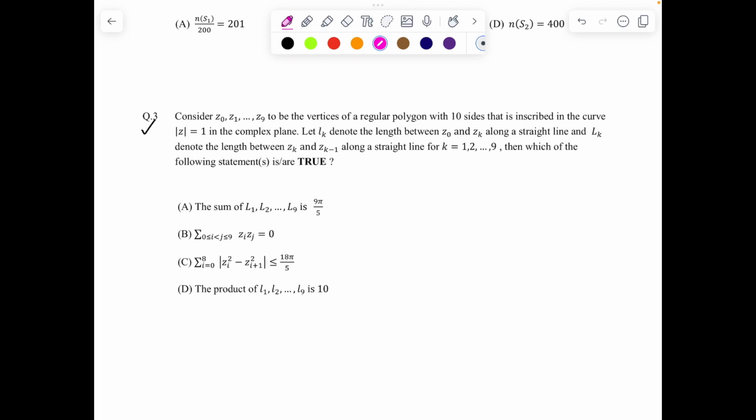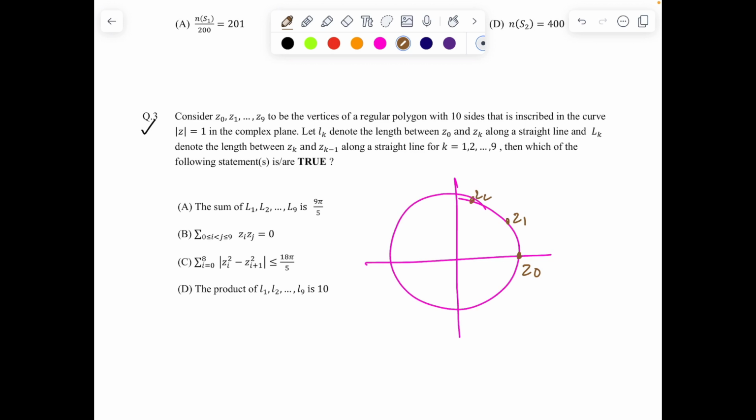So consider Z0, Z1, ..., Z9 vertices of a regular polygon of 10 sides. So we have a 10-sided polygon. We started with Z0, Z1, Z2 and so on, inscribed in mod Z equal to 1. Let Lk denote the length between Z0 and Zk. So L1 is the Z0, Z1 distance, L2 is Z0, Z2, L3 is Z0, Z3 and so on. Similarly, we'll have Z9, and Z10 is back to Z0, Z8 and so on.